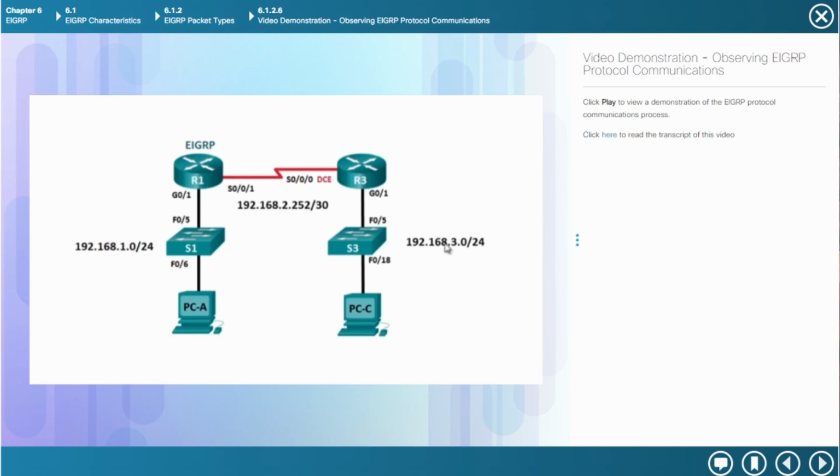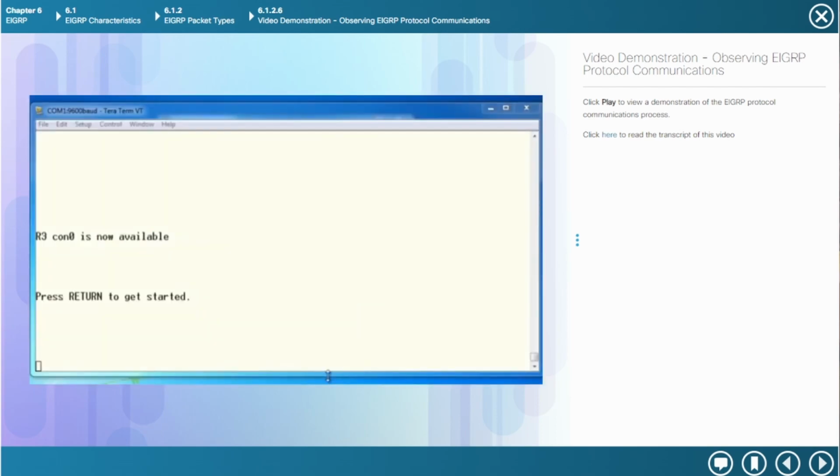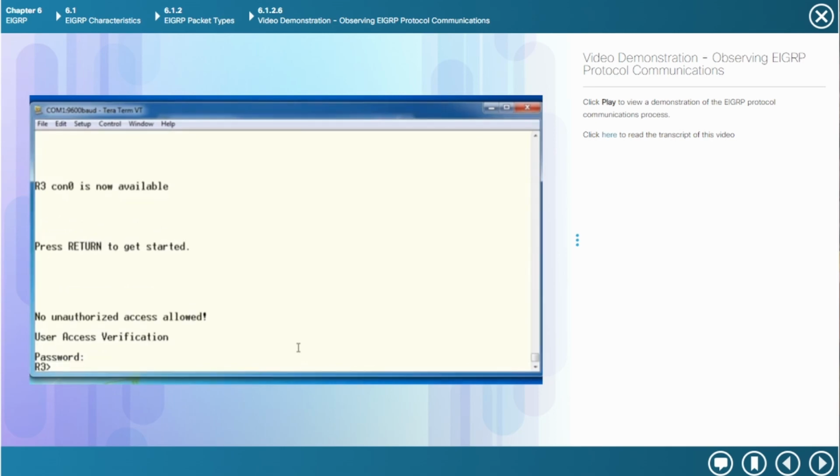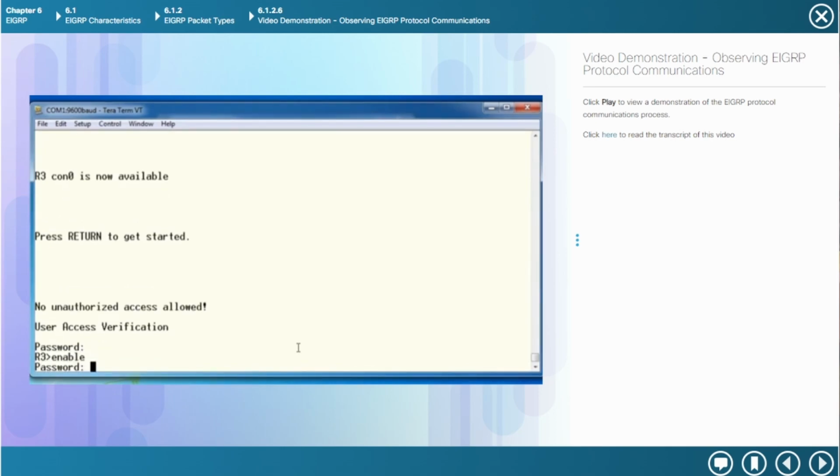I'm connected to R3 from PCC, and I have a console connection to the router. Let's configure the EIGRP routing protocol so that the two routers communicate with each other and establish a neighbor adjacency. Once this has happened, the network will have converged and both routers will know about all of the networks. I have a console connection to router R3. Let's log in, type the enable password.